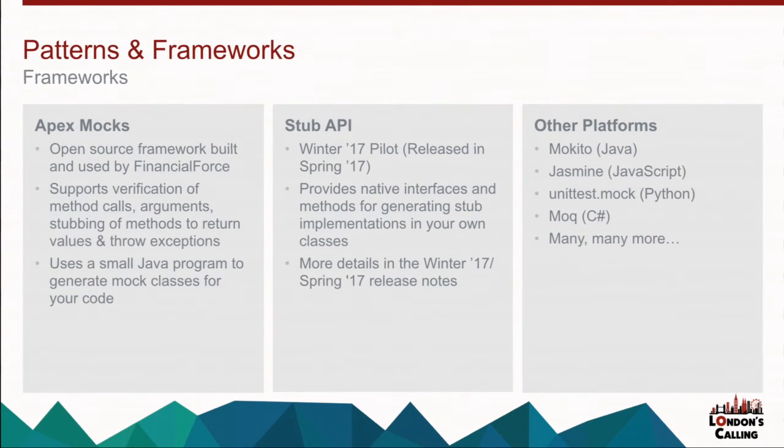You can also poke around in the stub API branch of the Apex Mocks repository, where they've already done some work to start using the stub API with Apex Mocks. So effectively, they've built more features on top of the stub API. And then if we're looking at other platforms, you've got Mockito in Java, which I mentioned before, Jasmine for JavaScript, the unittest.mock module in Python, Moq in C#, and many, many more.